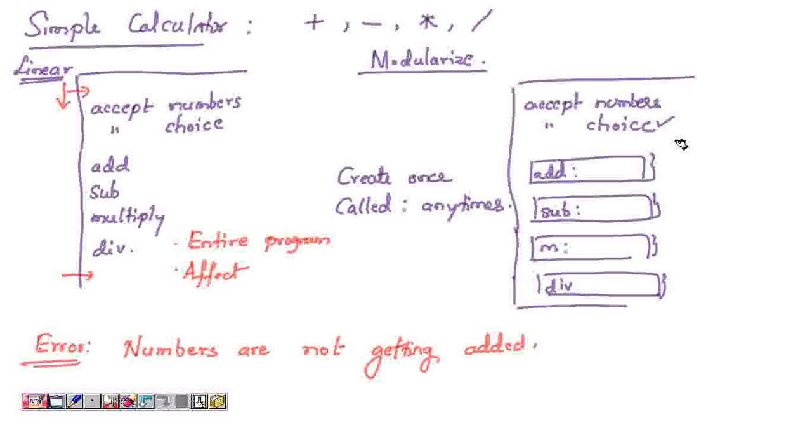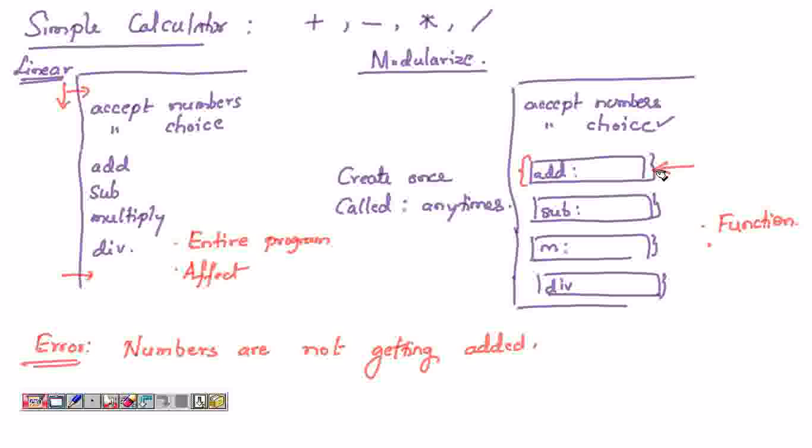But if we are modularizing the program or the script, in case the two numbers are not getting added, I target directly here. I need to check for the error only in this part of the program, because we are very sure that since the error is related to the addition, the error will be localized here in the add function. So we need not test the entire program. I can debug a specific function in which the error is likely to occur.